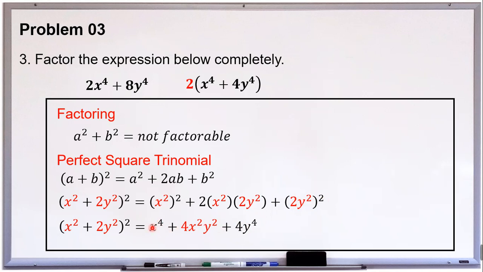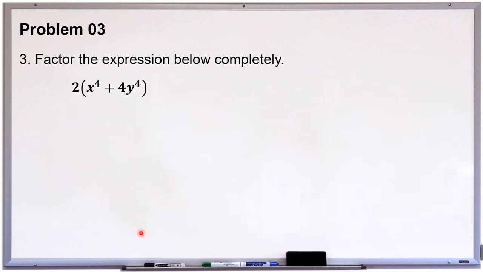Now notice that the first term of this perfect square trinomial is equal to the first term of the given expression. The last term of this perfect square trinomial, which is 4y to the fourth, is also the same as the last term of the given expression. So the only thing missing in the given expression is the middle term. So we can put this middle term, which is equal to 4x squared y squared, into our given expression, so that we can transform this one into a perfect square trinomial. So let's do that on the next slide.